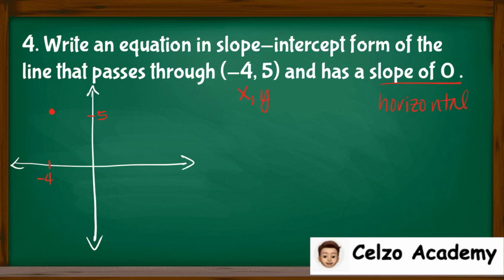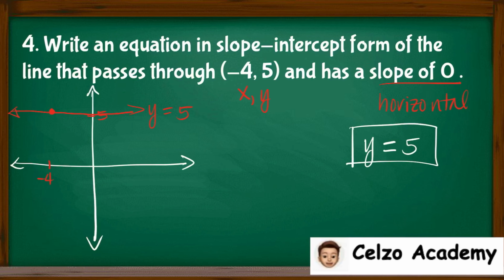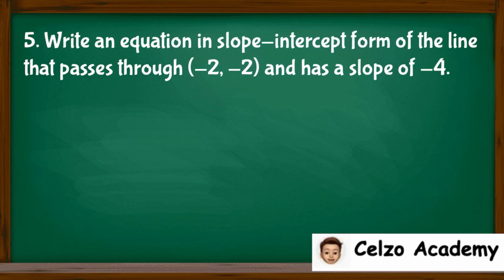Since the slope is 0, this means we have a horizontal line passing through the y value of 5. And that's why the equation for this line is y equals 5. The equation of a horizontal line is always y equals the y-coordinate. In this case, y equals 5. Again, the equation of the horizontal line is always y equals the y-coordinate of the point. Question number 5.